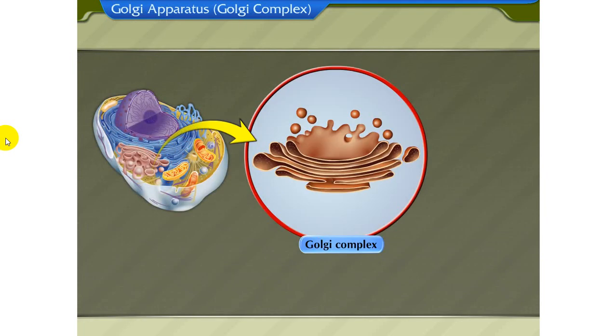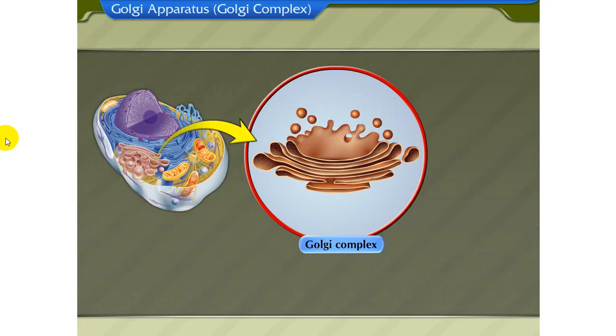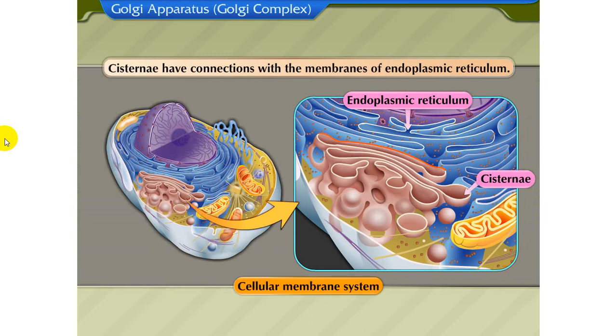The Golgi complex comprises of about 5 to 8 or more sacs which resemble deflated balloons. These sacs are placed approximately parallel to each other. These sacs are called cisternae. They are filled with different enzymes. Cisternae have connections with the membranes of endoplasmic reticulum and thus is one of the most important parts of the cellular membrane system.